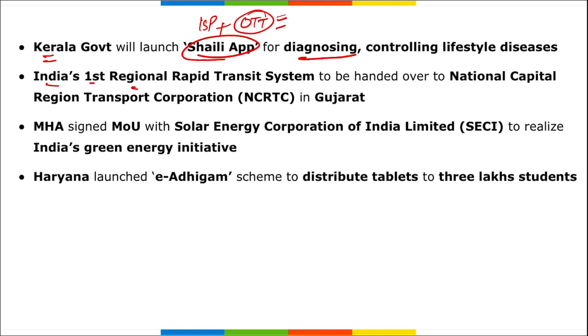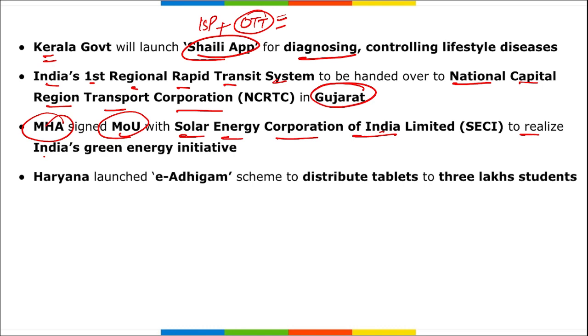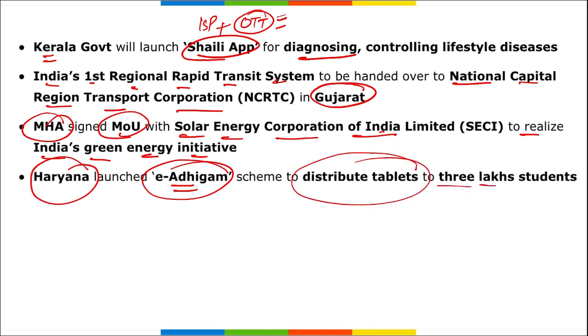Then India's first regional rapid transit system to be handed over to the National Capital Region Transport Corporation in Gujarat. MHA has signed a memorandum of understanding with Solar Energy Corporation of India Limited to realize India's green energy initiative. Haryana launched the E-Adhikam app. What is this E-Adhikam? Not an app, a scheme. It was to distribute tablets to 3 lakh school going students, that is for 10th, 11th and 12th. Also remember, Chara Bijay Yojana is of Haryana. Mukhyamantri Bagwani Bima Yojana is also of Haryana only.